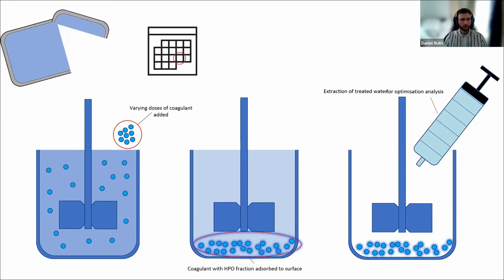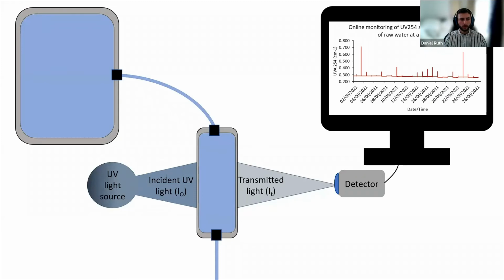Another option, which several treatment works have opted for, is to move to online monitoring. Generally, an ultraviolet light is used at a wavelength of 254 nanometers. The absorbance of this light is then translated into an estimate of the organic content of the water. This method is better than jar testing as it allows for constant monitoring of the raw water. However, there are also issues with the ultraviolet technique.